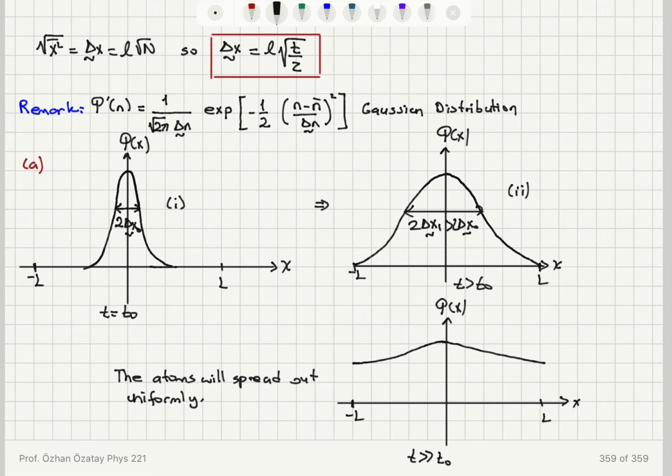That's the Gaussian distribution. And the answer to part A is you have a Gaussian distribution with a very narrow full width at half max at the beginning. For a moderate time, you will have a relatively wide full width half max in the Gaussian distribution, and eventually you will find that the atoms will spread out and you will have a more or less uniform distribution of radioactive atoms in the long time limit.